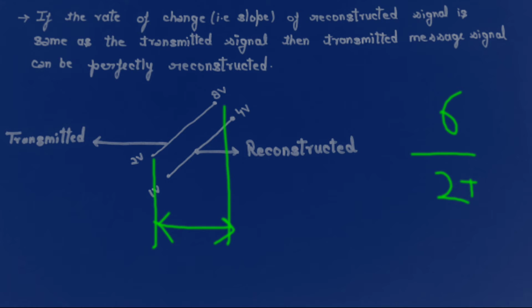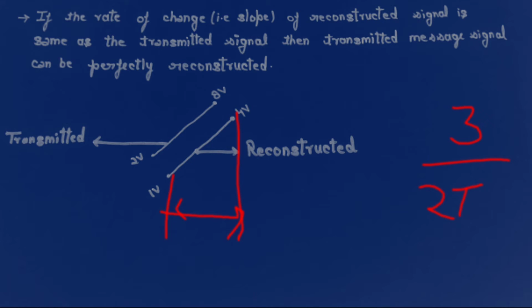For the reconstructed signal, the amplitude changes from 1 volt to 4 volt. So the change in amplitude is 3, and here the time taken is the same, 2t. When these values, 6 by 2t and 3 by 2t, are the same, then we call it a perfectly reconstructed signal. Here I am just taking an example, so these values can vary.